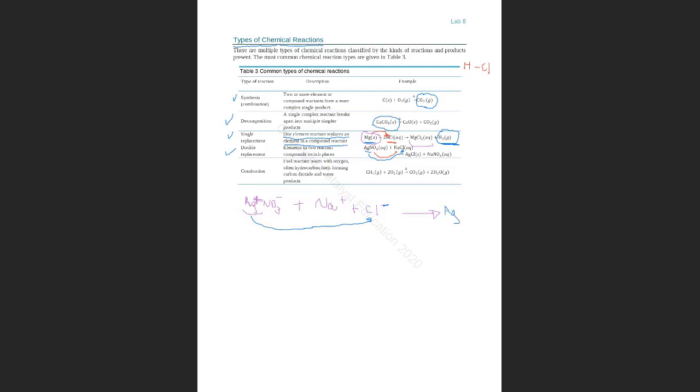Silver has two options, either stay with nitrate or bond with chloride. And then, because this is a solid, this is the driving force of this reaction, because a precipitate is formed. You mix these two liquids and a precipitate is formed of silver chloride, plus the nitrate is going to be bonded with sodium.